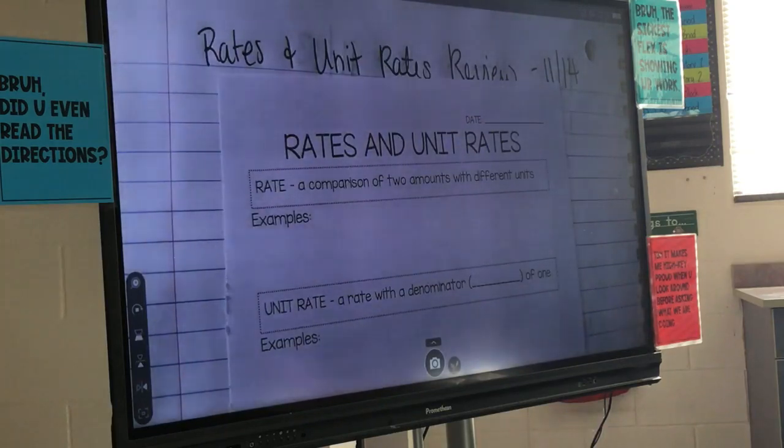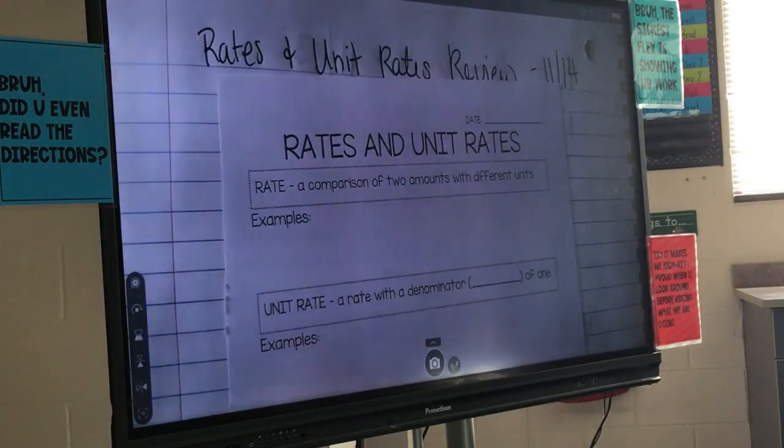With that being said, though, do you still have to show your work? Yes. So even though you're going to have a calculator that you're going to be able to use, you are still showing the process. You're still showing your division. You're still showing all of that. Does that make sense? All right.